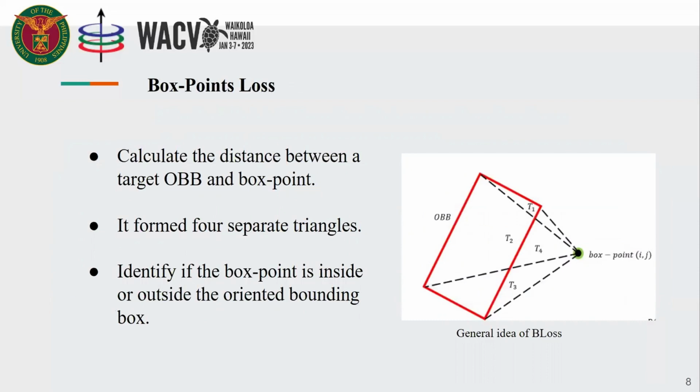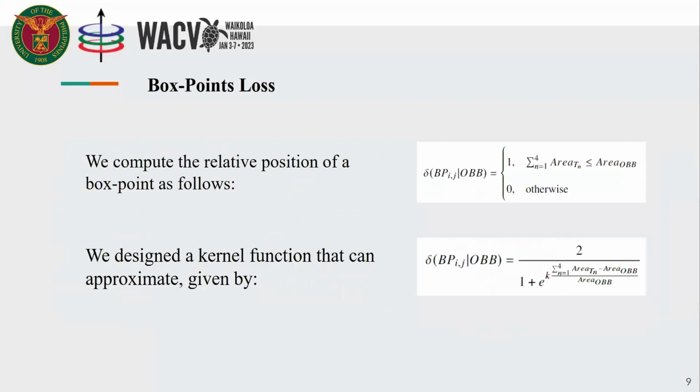When the box point is connected to all the vertices of the OBB, it forms four separate triangles. These triangles are used to identify if the box point is inside or outside the oriented bounding box. Now we compute the relative position of a box point either inside or outside the bounding box, as shown in the equation on the right. However, this equation is non-differentiable, so we design a kernel function that can approximate the BP loss.